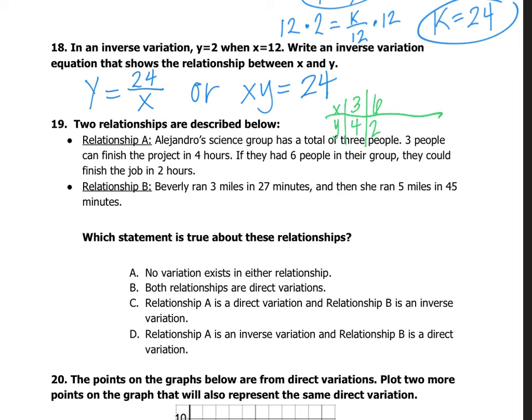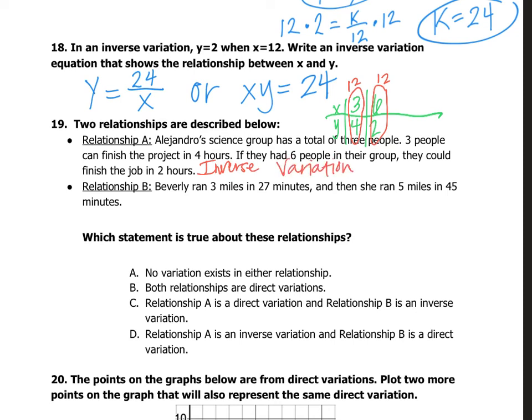So now I'm gonna look at the relationship between the x and the y for each set. So right here, if I multiply my x and my y, 3 times 4, I get 12. If I multiply my 6 and my 2, I get 12. So this has an inverse variation. So relationship A is an inverse variation.